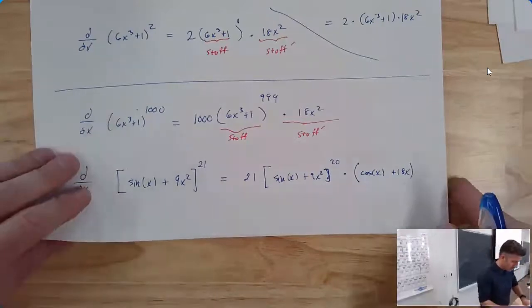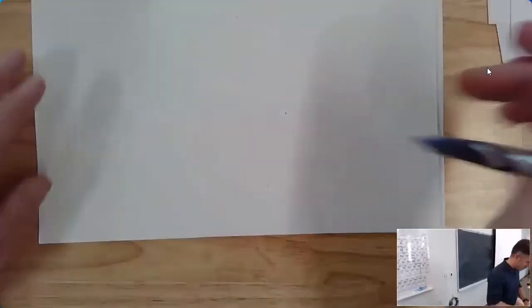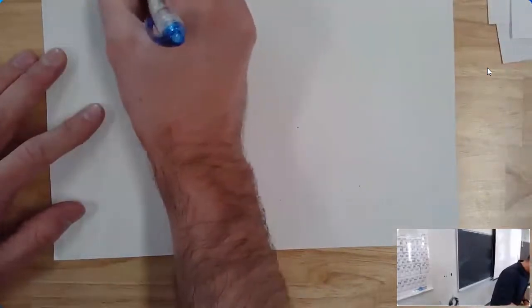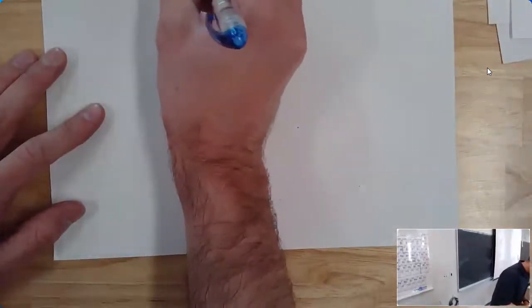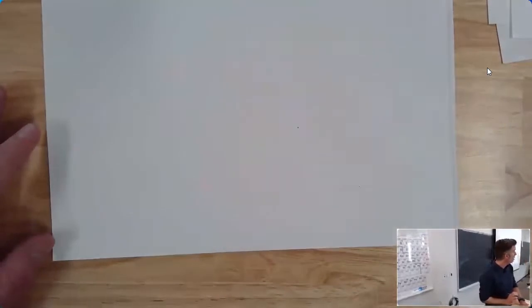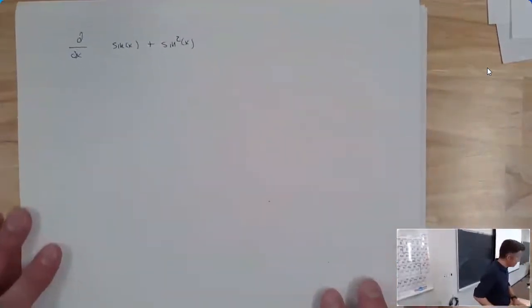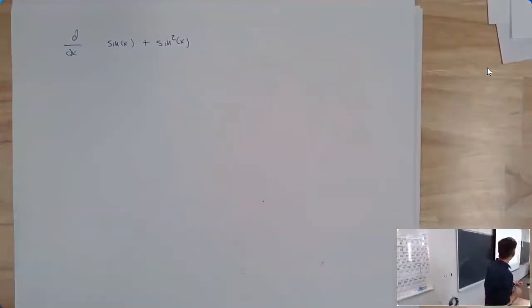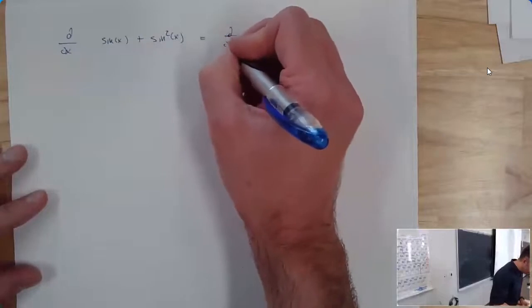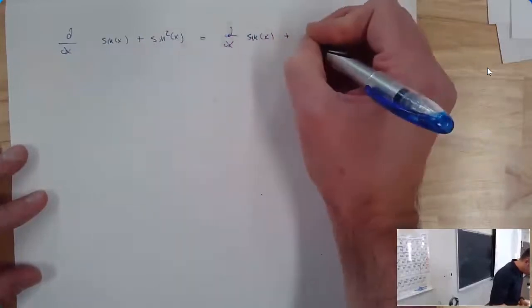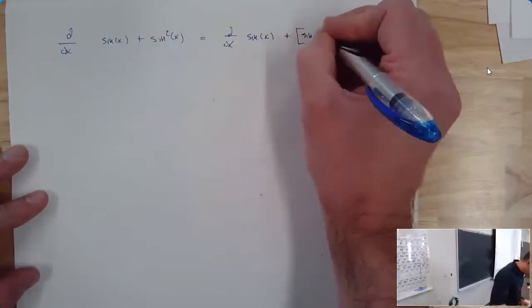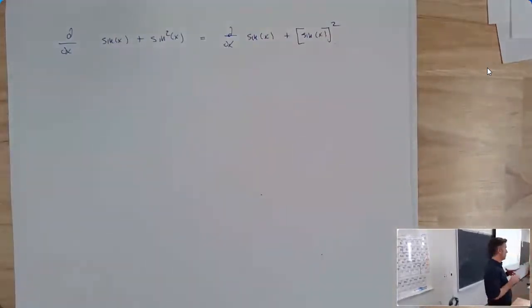Sure, yeah. So you're thinking something like the derivative of sine of x plus sine squared of x? Is that kind of what you mean? Specifically, when I have a trig function to a power like this, it's not so bad here, but I usually like to rewrite this as the derivative of sine of x plus sine of x quantity squared, so that I know I've got something squared.